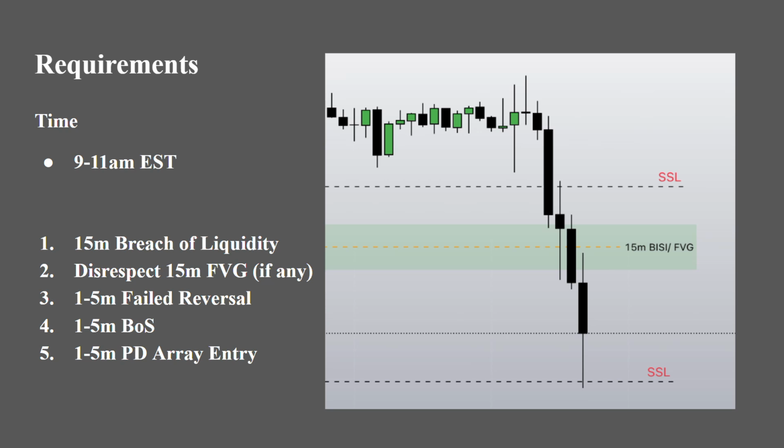If step 2 is there, if a 15-minute fair value gap is there, in this case, a 15-minute bullish fair value gap. Vice versa, if price was at buy side liquidity, you look for a 15-minute bearish fair value gap. If step 2 is there, you look for that to be disrespected. If it gets disrespected, then you head to the lower time frame for your entry. If there is none, if there is no step 2, then you look for your lower time frame entry.